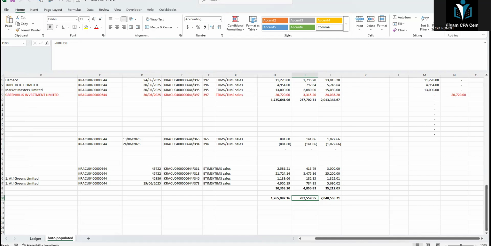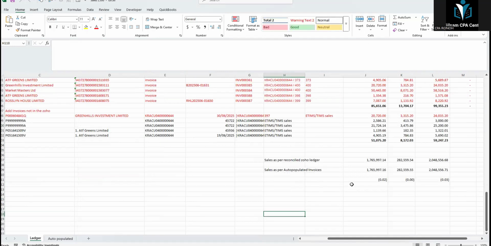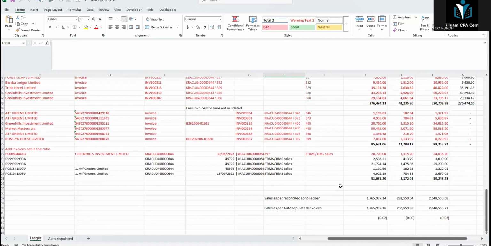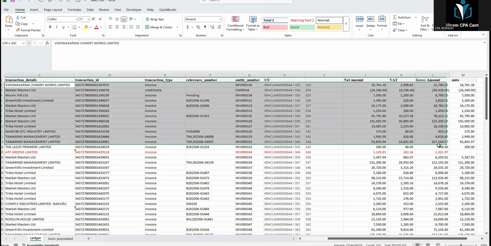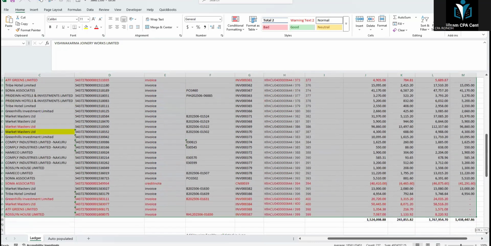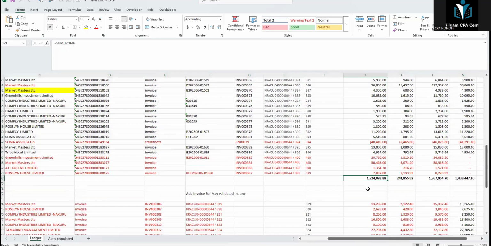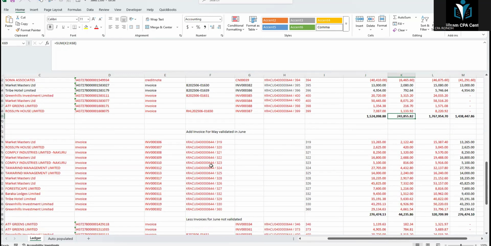Another section here is for the ledger. This is where I did my reconciliation. This is the sales ledger from the system, which is coming to a total of 1.5 and the VAT of 243 for the month of June. But it is not the same as what has been auto-populated, and I realized that these are the reconciling items.